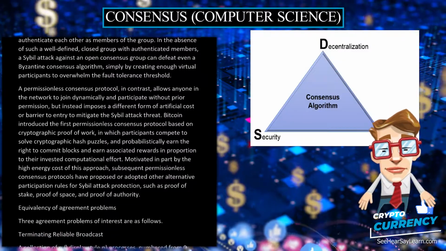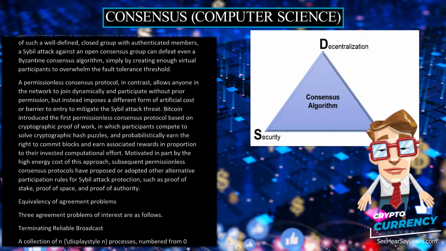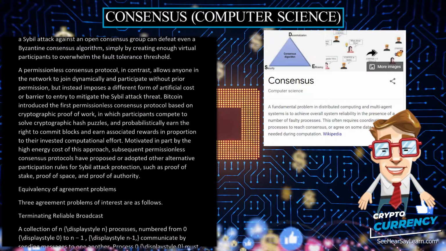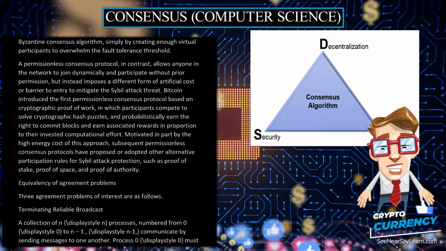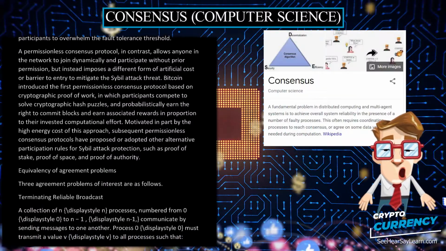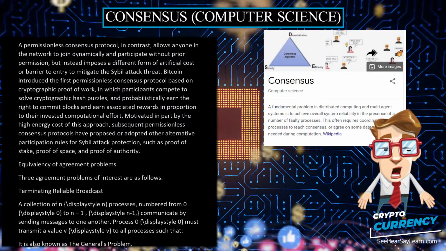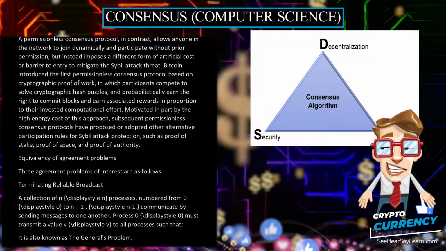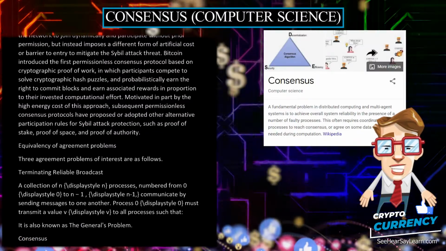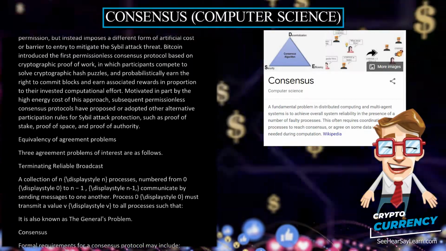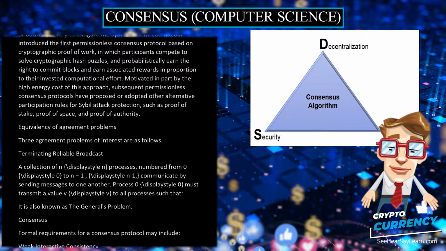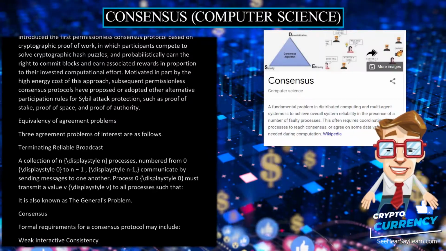Equivalency of agreement problems. Three agreement problems of interest are as follows. Terminating reliable broadcast. A collection of n processes, numbered from 0 to n-1, communicate by sending messages to one another. Process 0 must transmit a value v to all processes, such that it is also known as the general's problem.